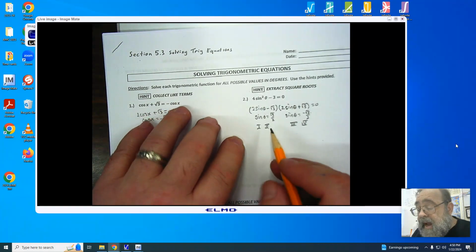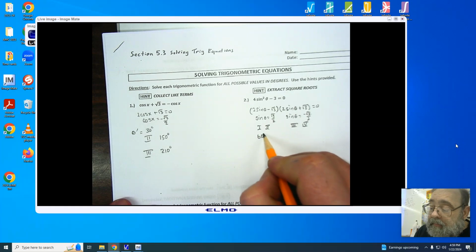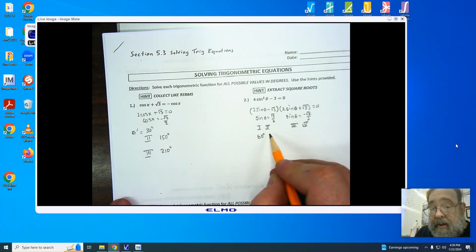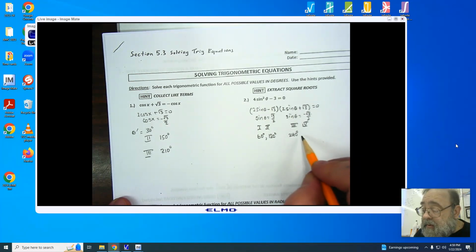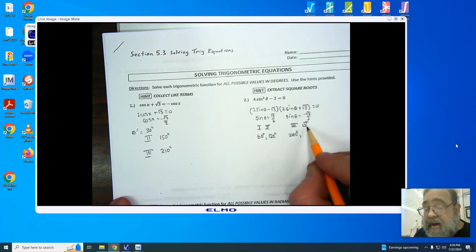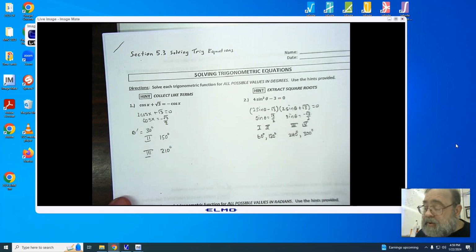As a result, we now ask, when is sine root 3 over 2 in the first quadrant? This is going to be at a 60-degree angle. In the second quadrant, that's 180 minus 60 degrees, which is 120 degrees. In the third quadrant, we're looking at 240 degrees, or 180 plus the reference angle 60 degrees. And then the last one is 360 minus 60, which would give me 300 degrees. And those are my solutions.